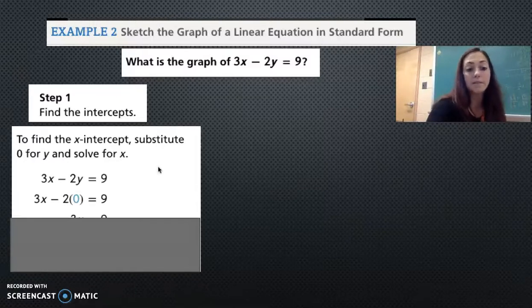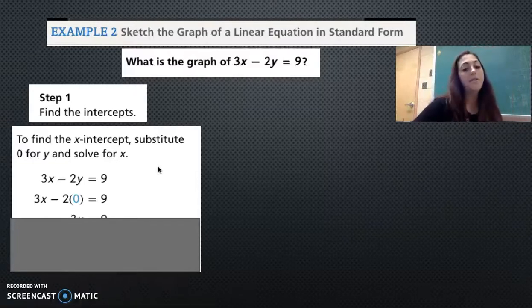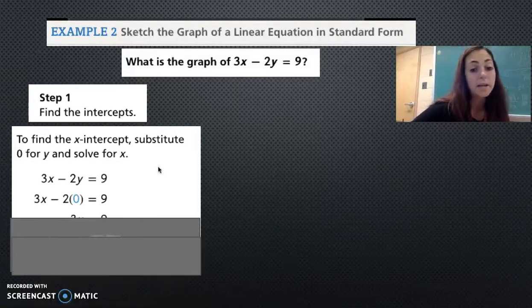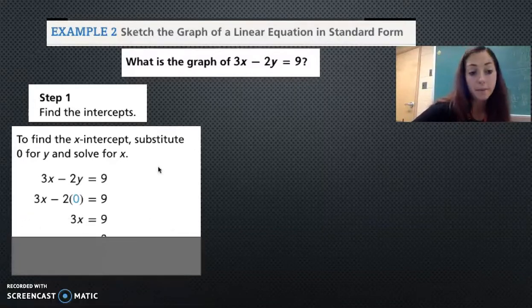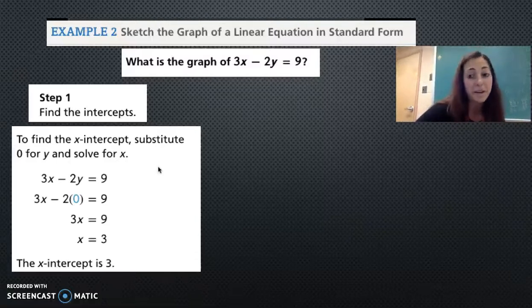So I have 3x minus 2 times 0 equals 9. I want you to think about, why am I putting in 0 for y if I want my x-intercept? Look at your coordinate plane. Then obviously anything times 0 is 0. 3x minus 0 is still 3x. So I have 3x equals 9. That's kind of cool. Then I divide by 3. x is 3. So my x-intercept is 3. That's pretty fast. If you look at this, you could do that very quickly.